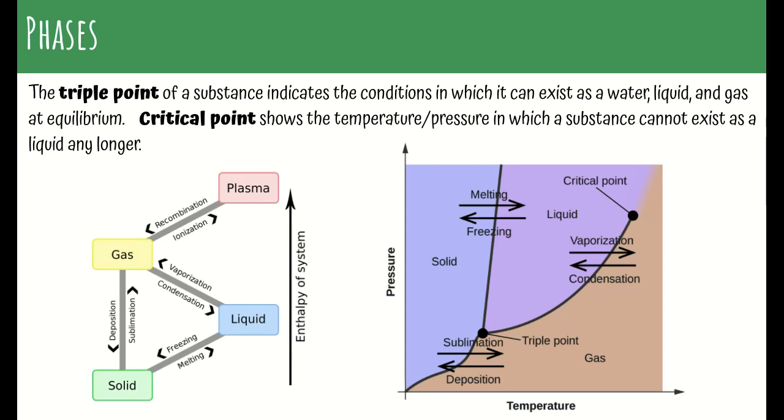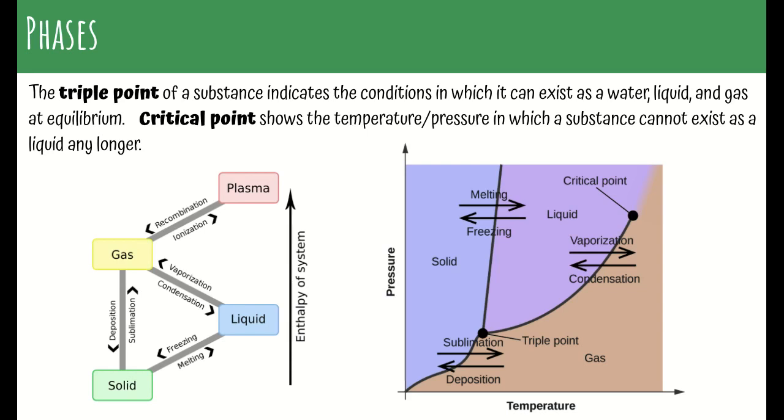Up at the top part here, a gas into a plasma is ionization. Okay, so you are adding so much energy to the gas that it's causing those electrons to remove themselves and create all these little ions. And then the other way, from a plasma back to a gas, would be recombination. So brush up on those terms if you are not familiar with them.